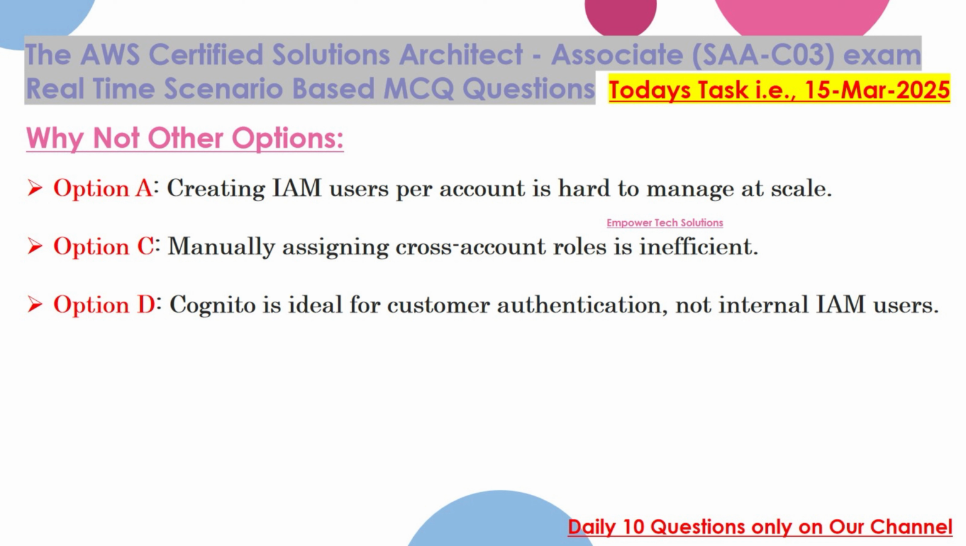Why not other options? Option A, creating IAM users per account is hard to manage at scale. Option C, manually assigning cross-account roles is inefficient. Option D, Cognito is ideal for customer authentication, not internal IAM users.